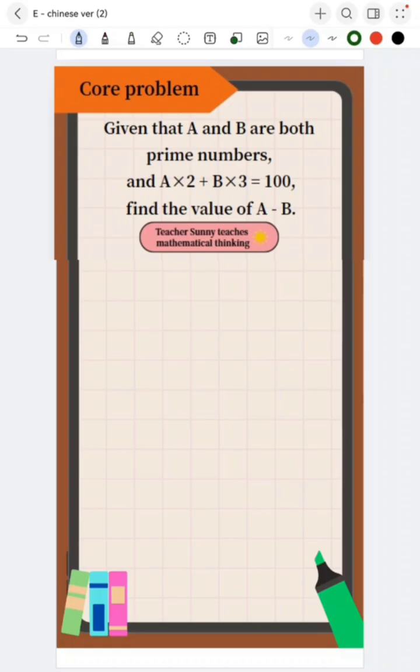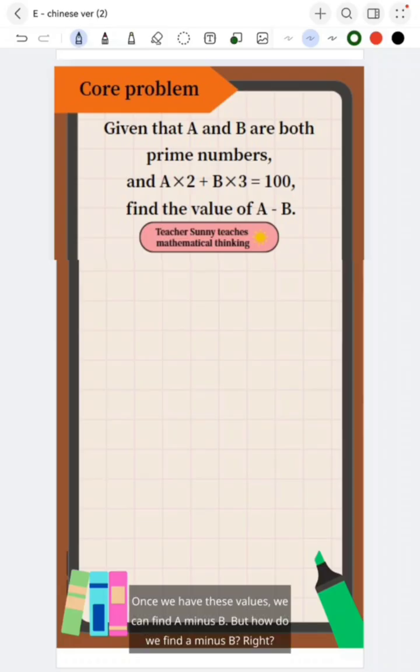And now, a times 2 plus b times 3 equals 100. Now, find the value of a minus b. So that means we need to find a and find b. Once we have these values, we can find a minus b, but how do we find them? Because we only have one equation here. So how do we solve this problem?